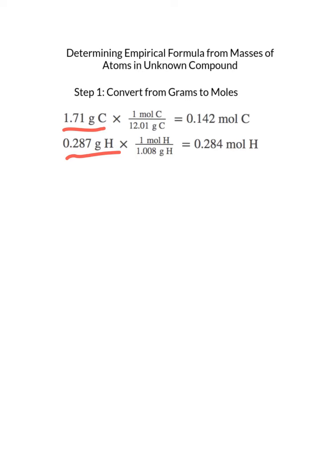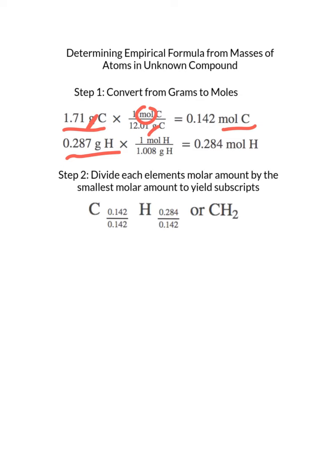So in the case of carbon, grams are on top over here, so they have to be on the bottom here, and that way we get moles on the other side of the equation. And the same thing for hydrogen. We're just using the grams per mole conversion in order to get from grams of the atom to moles of it. Then we need to divide each element's molar amount, which is what we just calculated, by the smallest molar amount within the compound to yield subscripts.